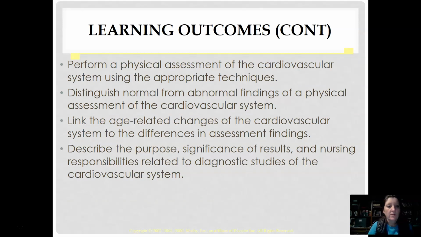That's really a review of health assessment. The second one on this screen is also a review, but it is important to be able to distinguish what's normal and what's abnormal when you do a physical assessment. We'll talk about some age-related changes, and then we'll spend more time talking about the diagnostic studies that are used for the cardiovascular system. There's quite a few things that we can do to look at what's going on in the heart.